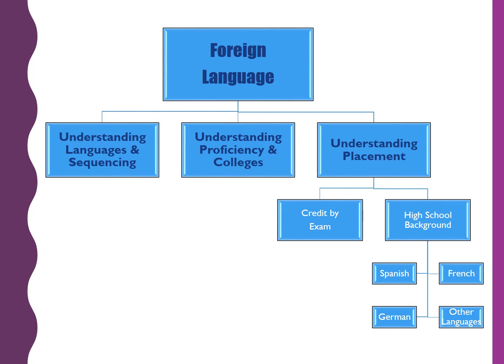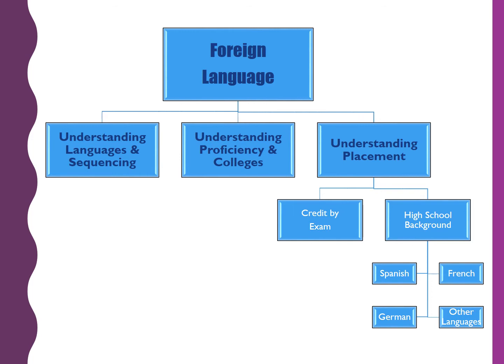So how I'd like to approach foreign language placement is breaking it down into 3 different sections for you. The first part is going to be understanding the languages and the sequencing, which is really important if I'm going to be able to teach you anything else beyond that. Proficiency and placement don't make sense if you don't understand the structure of the language sequencing at UF. So we are going to spend some time there.